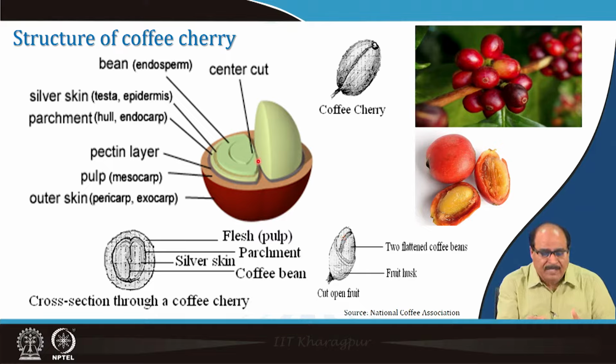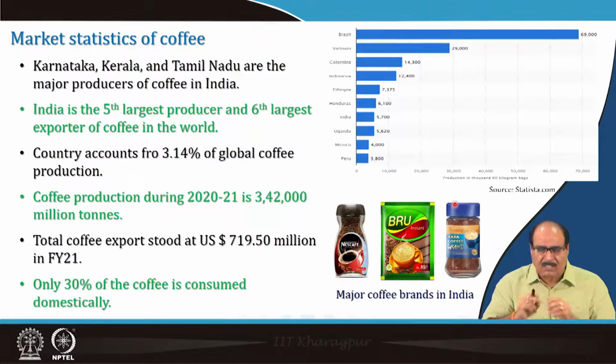Internal structure: if you see, these beans are covered by a silver skin, that is the testa epidermis, then the parchment, which is the hull, the endocarp, then a pectin layer, finally the pulp, the mesocarp, and the outer skin, the pericarp or exocarp. As I told you, the beans or seeds are the valuable source of the coffee. So, in processing, everything except this seed, the pulp, skin, parchment, all these things, is removed. How they are removed, we will take up separately in the processing chapter.